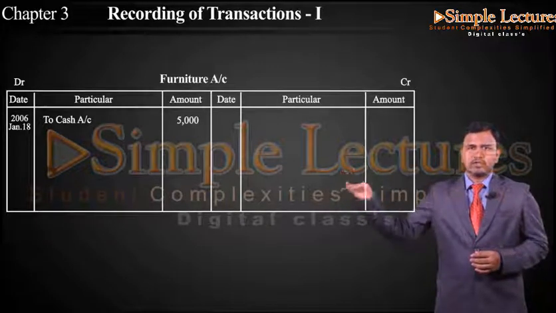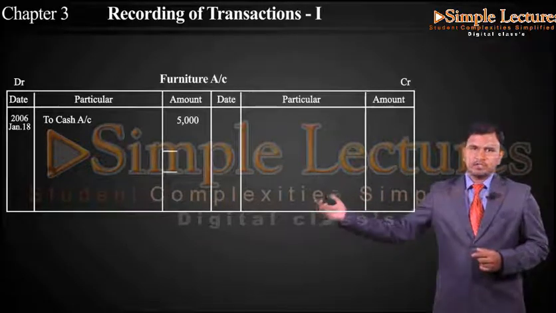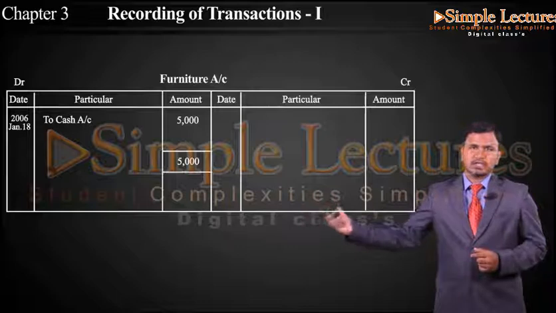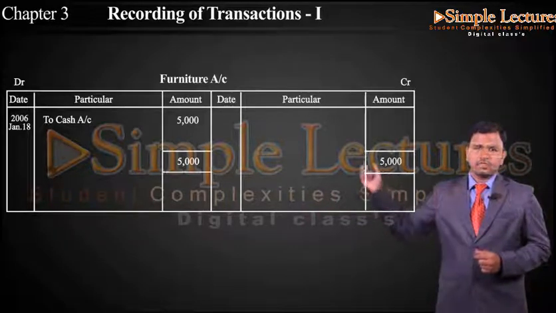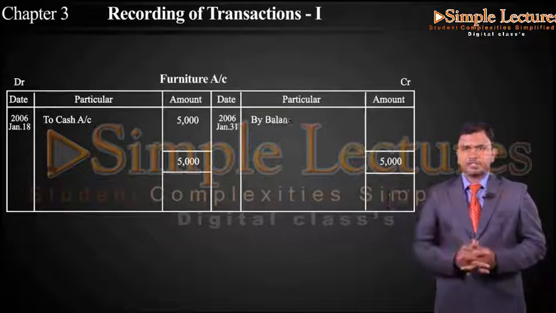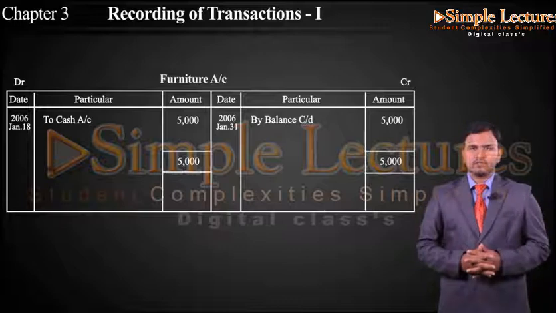So since we have only one entry here, we are going to close this account here itself. Same total 5,000 in the debit side and the same total in the credit side 5,000. So above that, Jan 31st by balance carried down 5,000. Let us see the next account which we have to prepare.